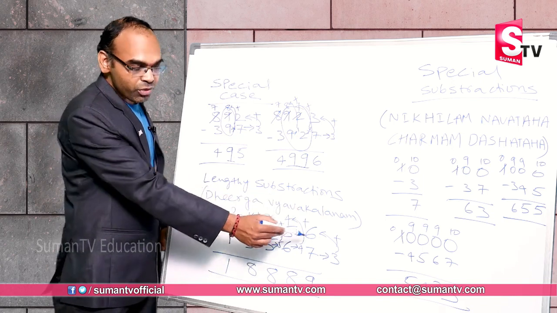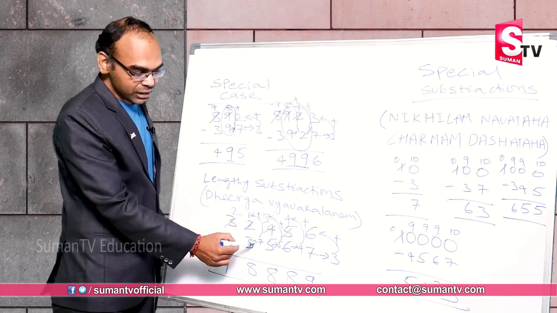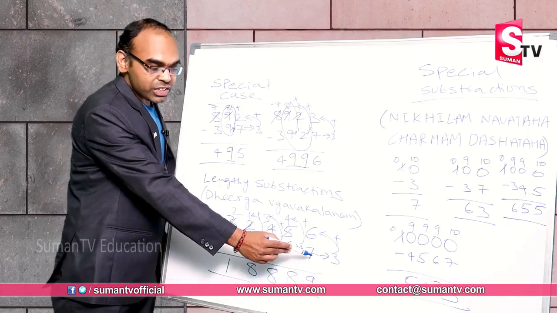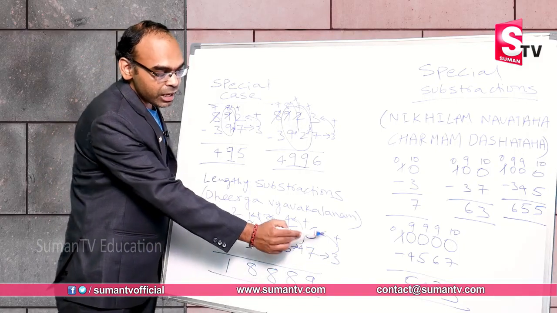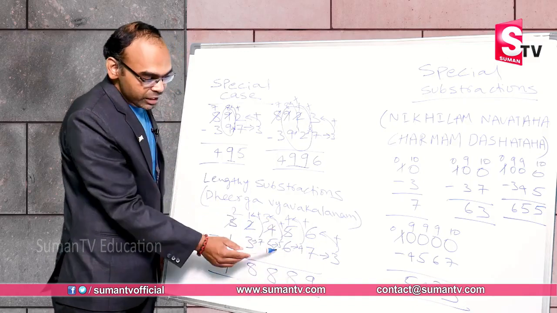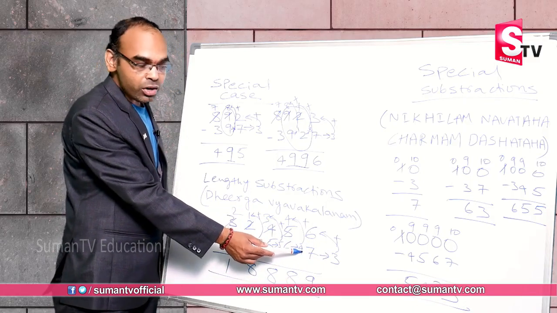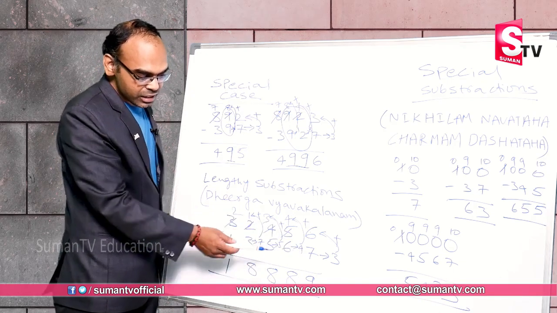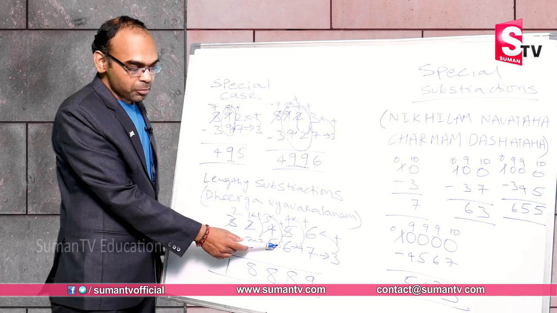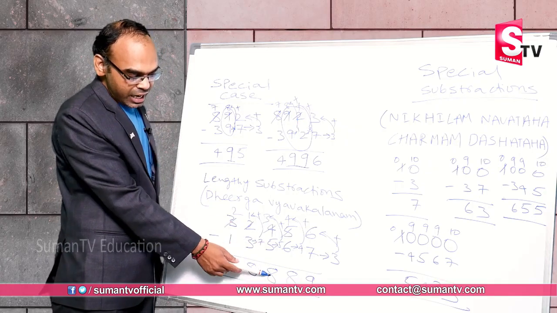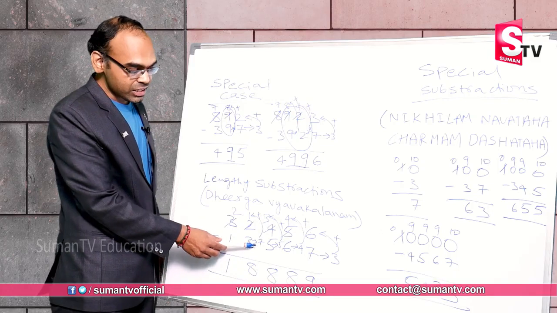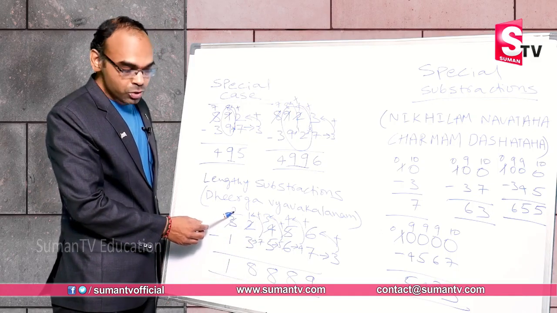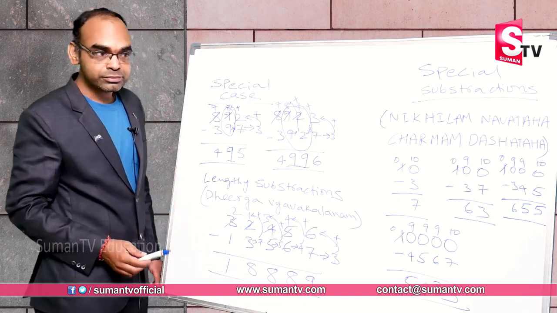Here, 32456 minus 13567. Okay, here for 7 the complement is 3. 3 plus 6 is 9. Here for 6 the complement is 4. 5 becomes 4. 4 plus 4 is 8. Here for 5 the complement is 5. 5 plus 3 is 8. Here for 3, 7 is the complement. 7 plus 1 is 8. Here 3 becomes 2. 2 minus 1 is 1.